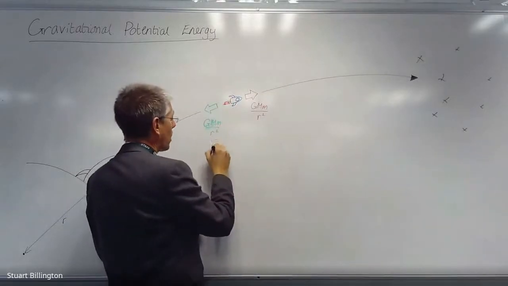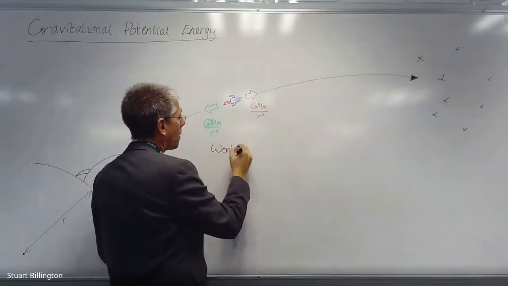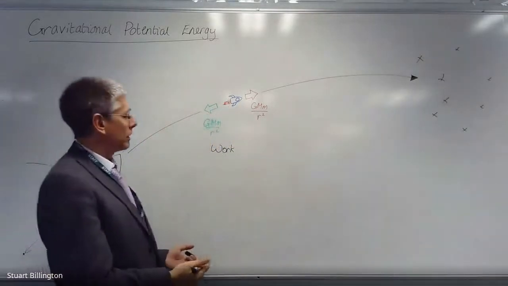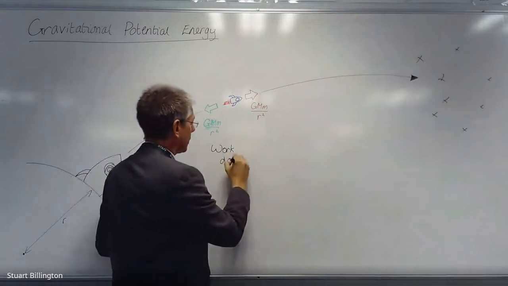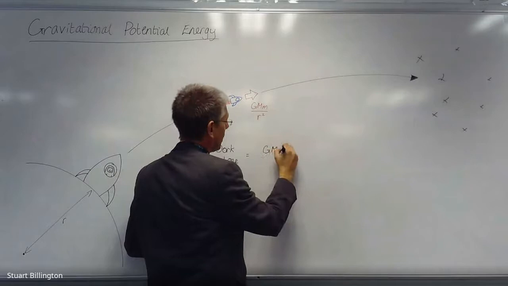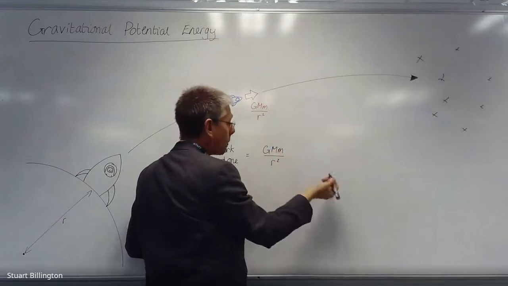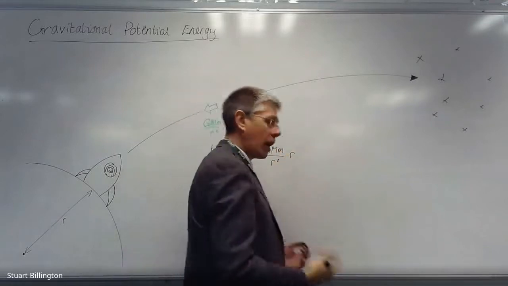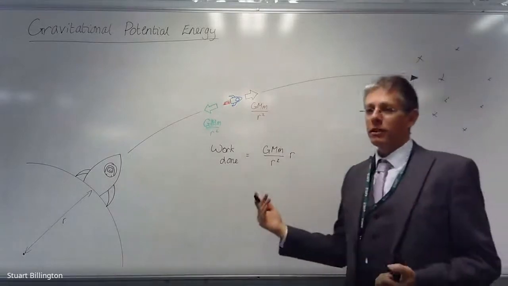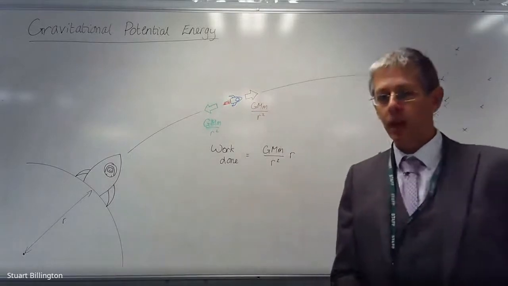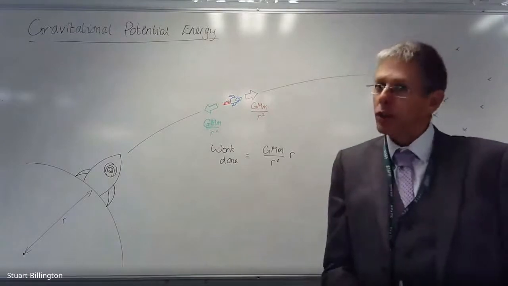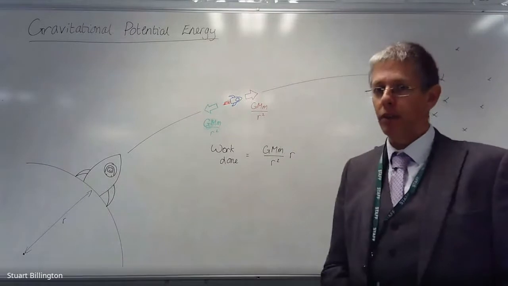Okay, so the work being done by our rocket engines on the rocket, work done, is equal to the force GMm over r squared multiplied by the distance r. Except that formula is too simple and we've made a mistake. What is the problem with what I've just written? Work done really is force times distance, but what's wrong with that formula?